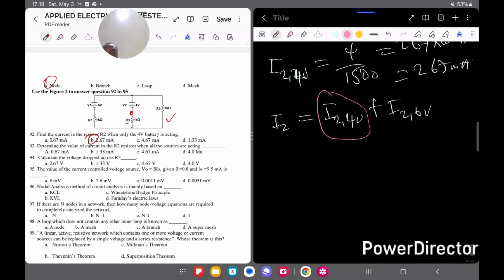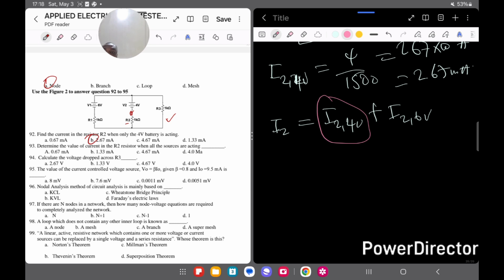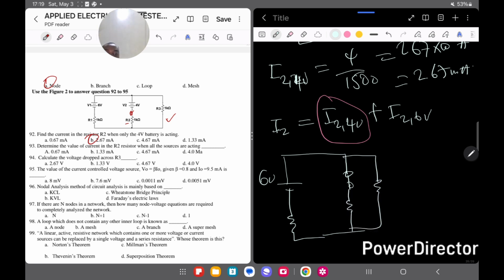So if we come here again, we do the same thing. We maintain 6 volts, we short circuit the 4 volts so that it is turned off. So I'm now going to have another circuit diagram, but this time I'm maintaining 6 volts here. And then we have our resistors. Now in the place of the 4 volts, we turn it off, meaning you short circuit it. Then we have a circuit diagram of this.